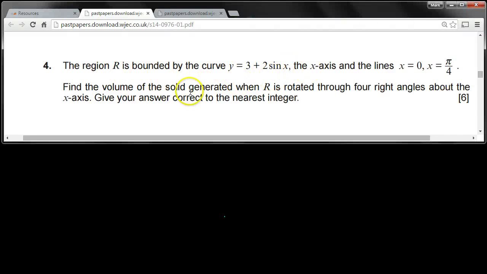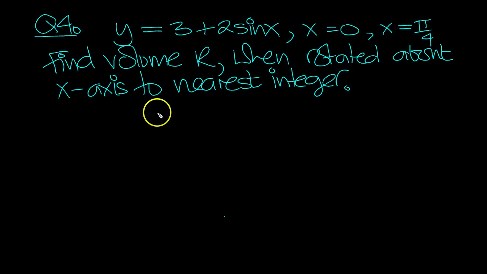Okay, we've got this question here. Find the volume. So I'll just do a quick sketch here by hand. 3 plus sine x between 0 and pi over 4. Put 0 in, you'll get 3. And then put pi over 4 in, you get 3 plus root 2, so you get something like there.